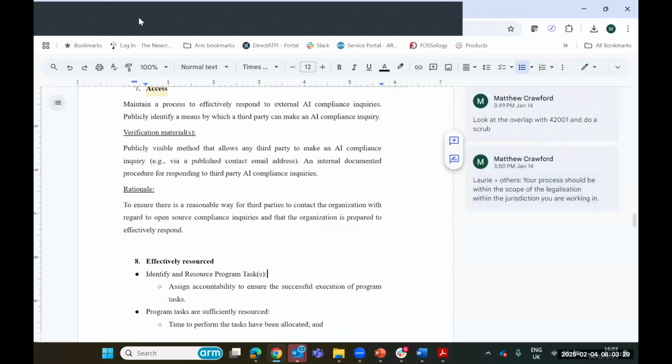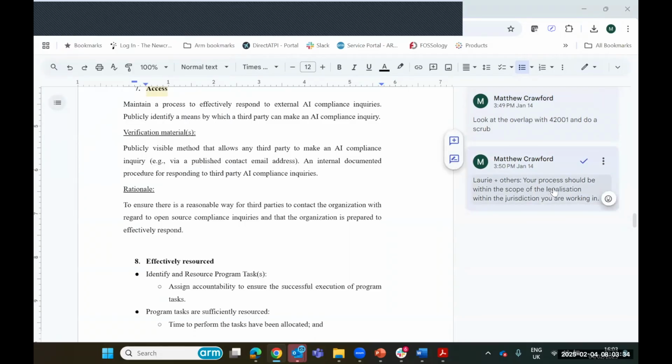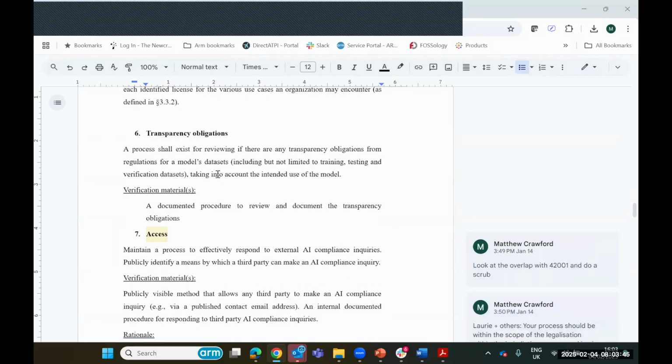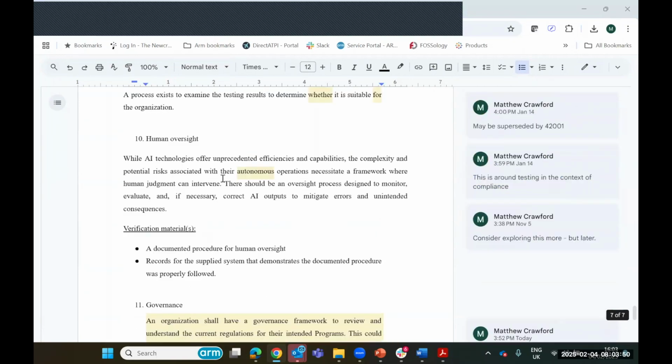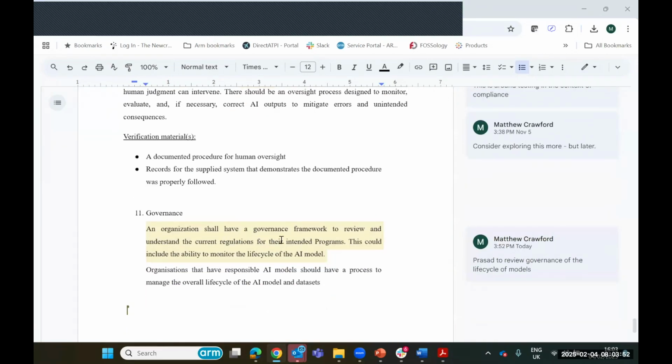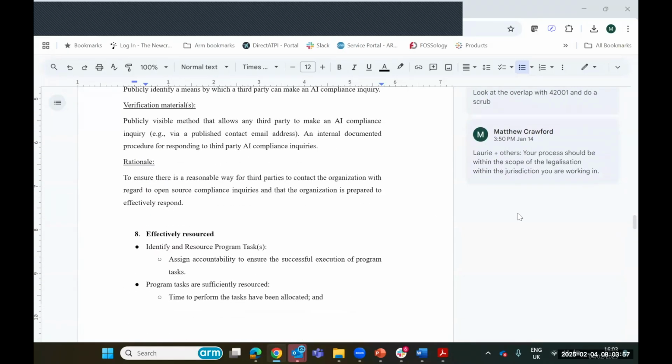Laurie, you're online, are you? Yeah, I saw you before. Laurie. Last time we discussed having your process be within the scope of the legislation within the jurisdiction you're working in. I think we'd try to capture that here with the transparency, but also this governance bit down at the bottom. Does that kind of meet your points, Laurie? You're on mute if you're talking.